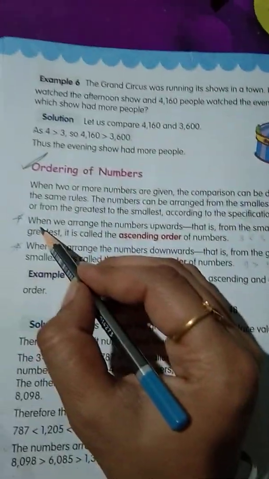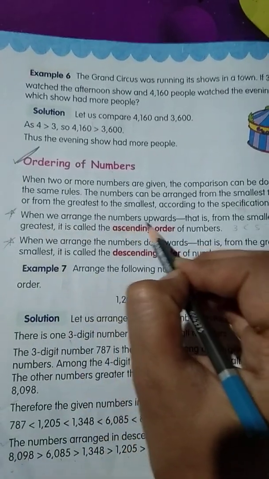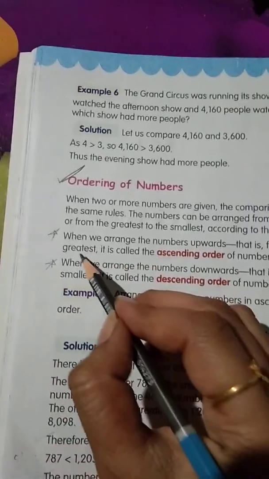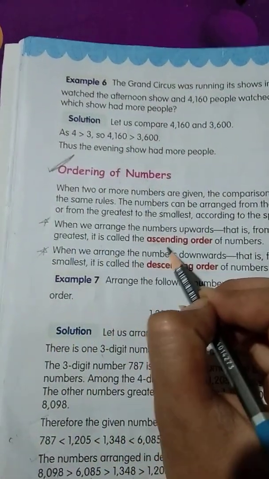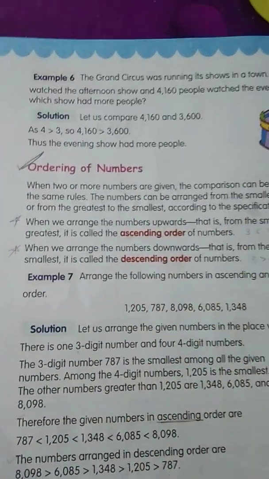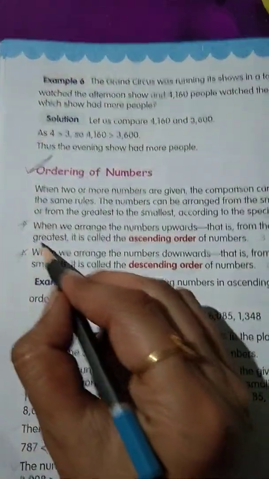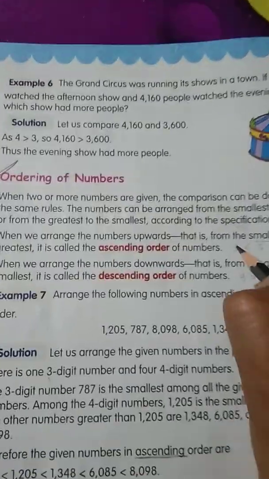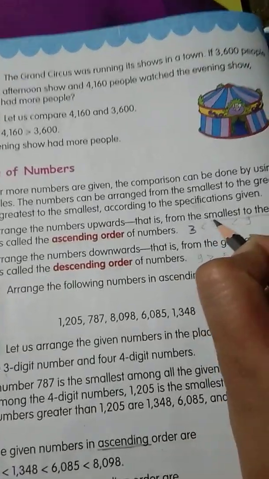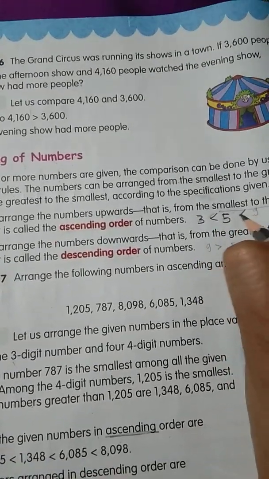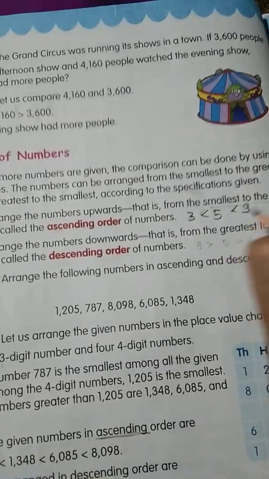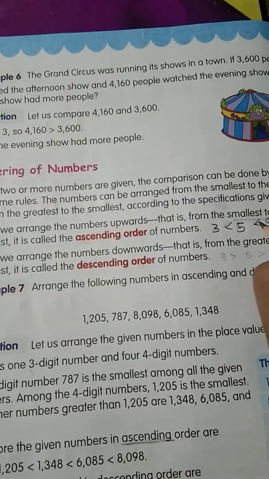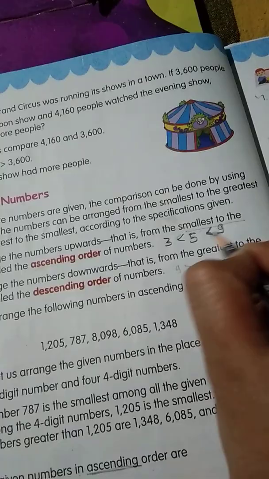Look at the first one. When we arrange the numbers upwards, that is from the smallest to the greatest, it is called ascending order. Smallest to greatest is called ascending order. Like smallest, it means 3, 5 and 9. Okay, all of you understood? So my dear students, this one is smallest: 3, 5 and 9.